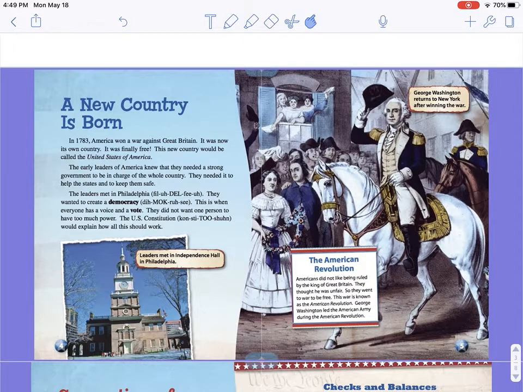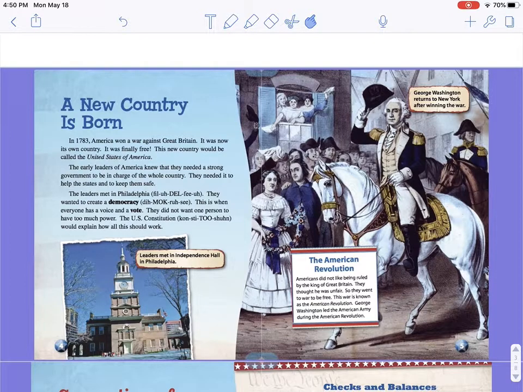The leaders met in Philadelphia. They wanted to create a democracy. This is when everyone has a voice and a vote. They did not want one person to have too much power. The U.S. Constitution would explain how all this should work.